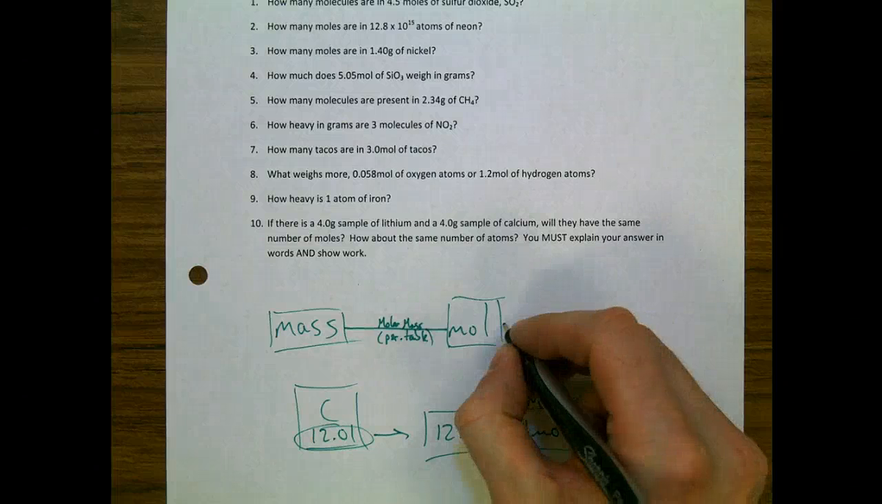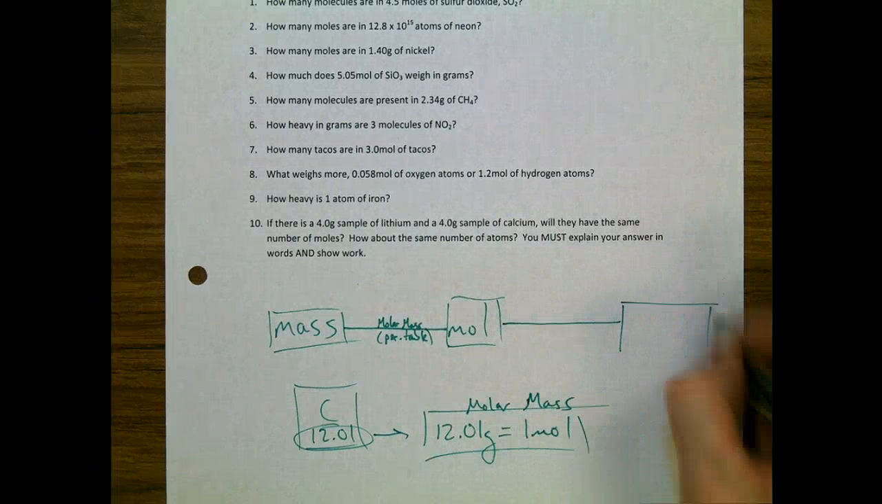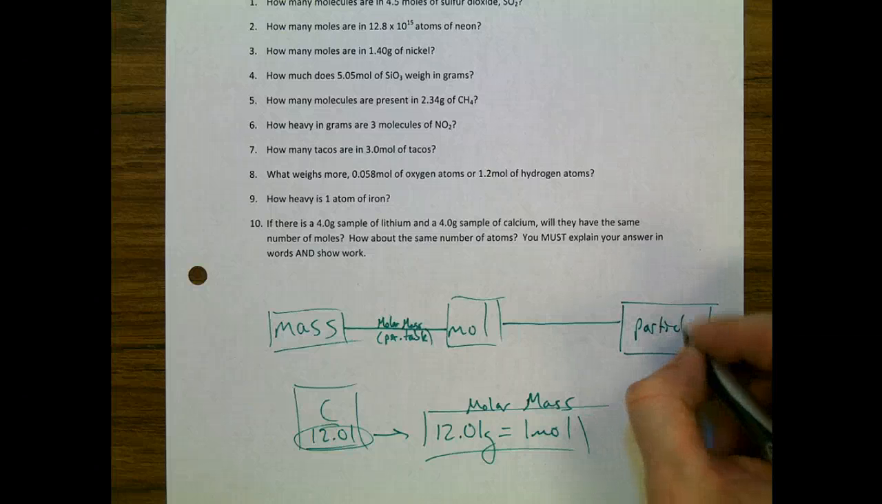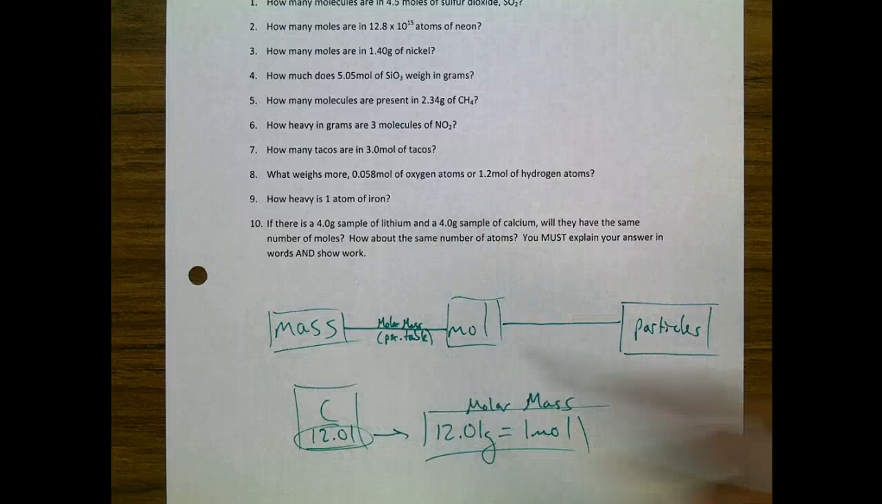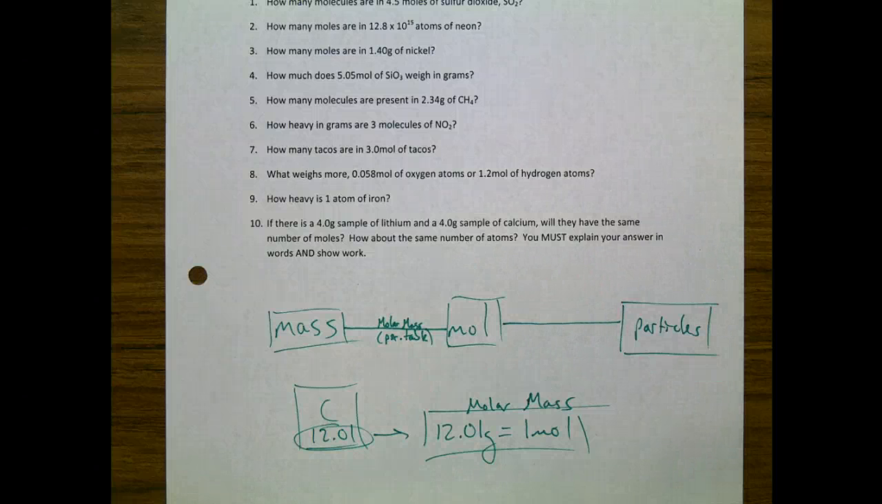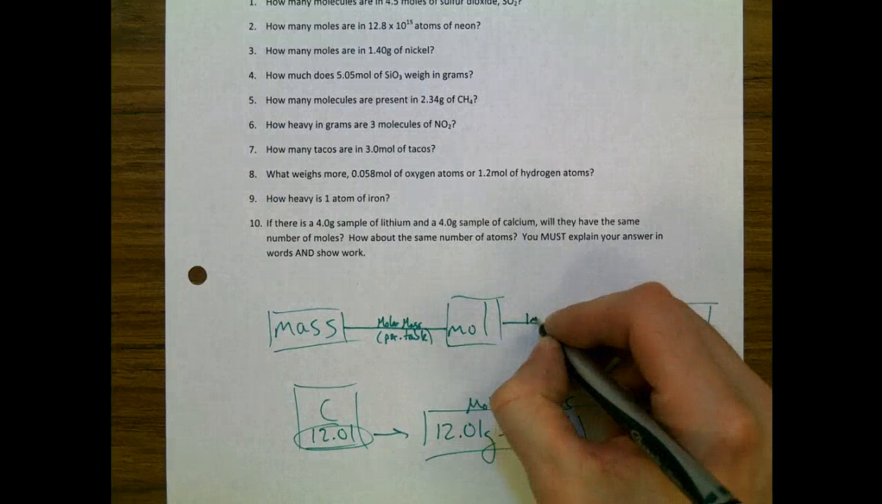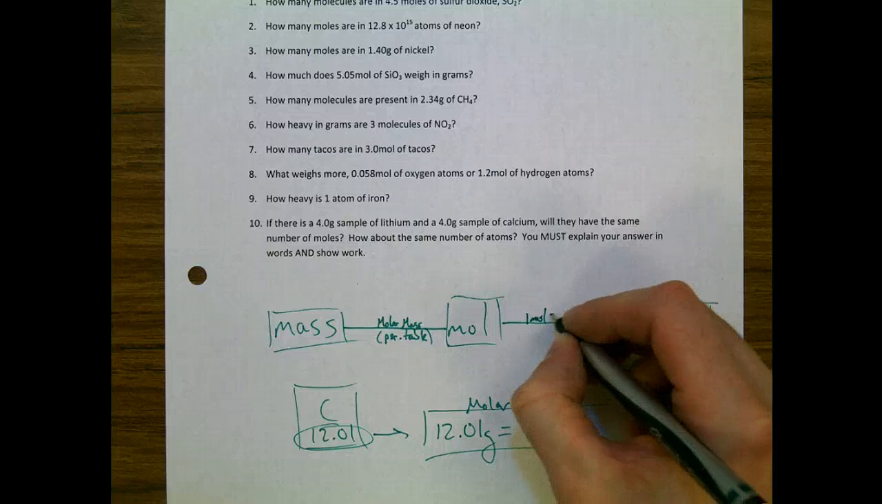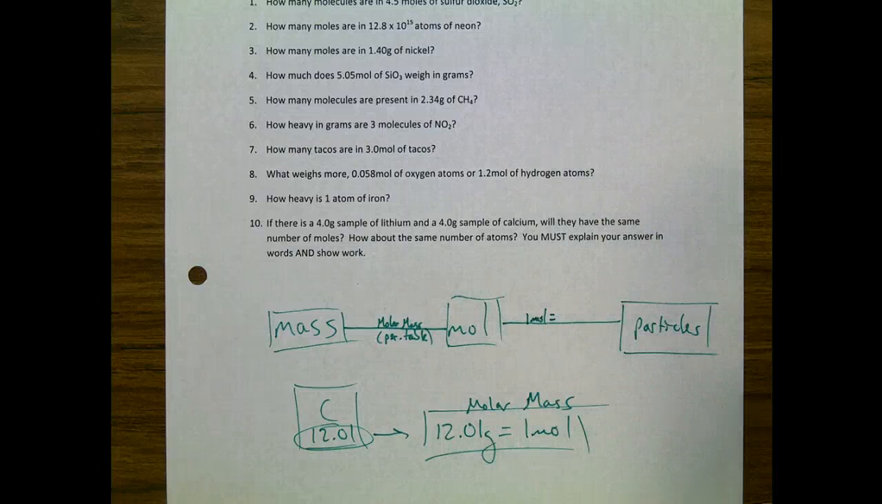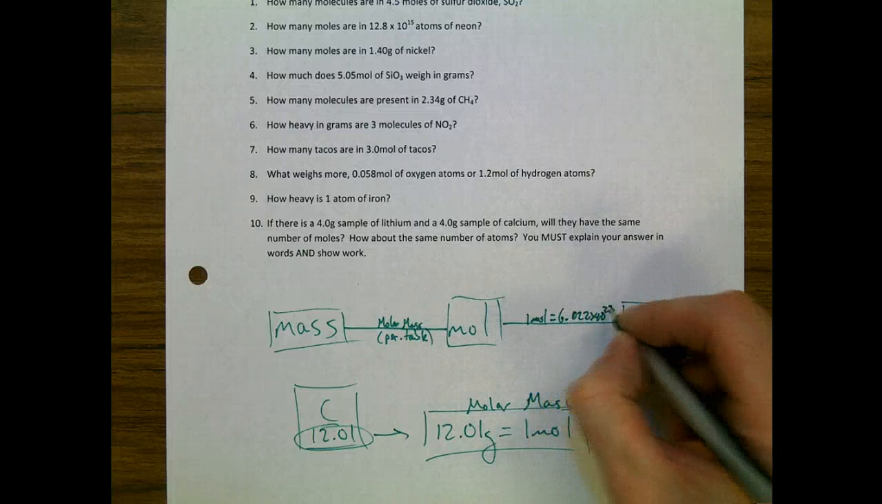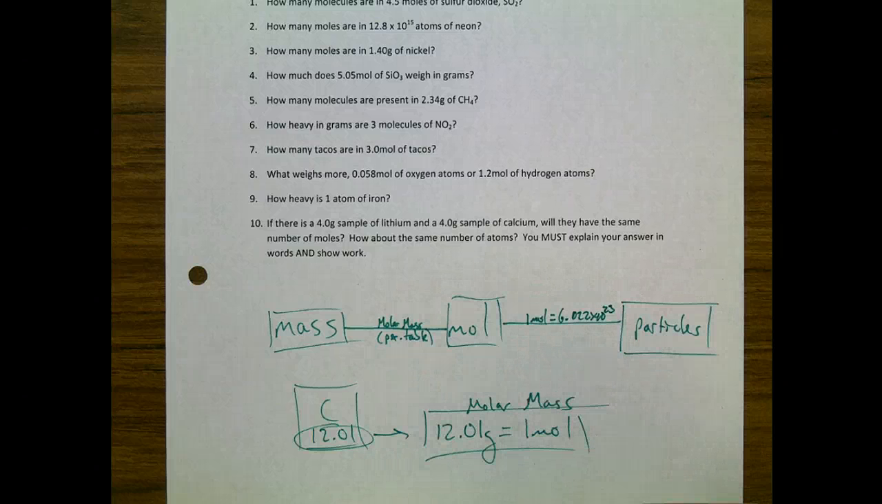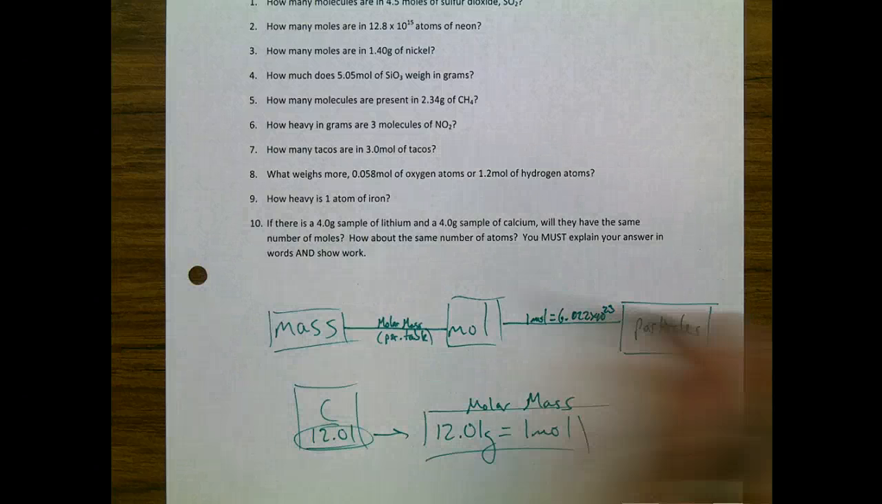There's also something called particles. Particles are how many individual things there are. Moles is how many groups of things. A mole is always 6.022 times 10 to the 23rd, and that many individual particles is Avogadro's number. So the conversion between moles and particles does not have to be looked up on the periodic table. It is always this conversion factor right here: that many particles is always equal to a mole. All of these questions have you going between mass, moles, and particles, back and forth.